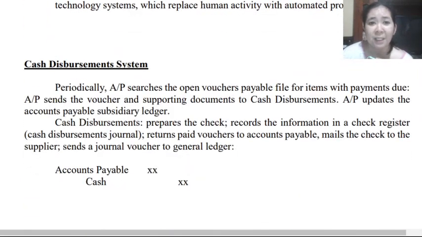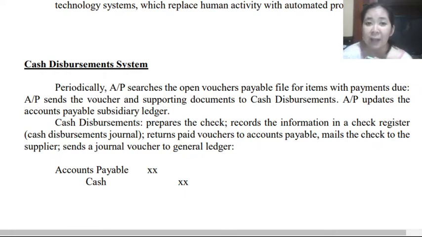So for the cash disbursement system, periodically, accounts payable searches the open vouchers payable file for the items with payments due. This is to avoid any interest if payment will be made after the due date. The accounts payable will send the voucher and supporting documents to the cash disbursements department, and will update the accounts payable subsidiary ledger. Our cash disbursement department will prepare the check. They will record the information in the check register, or others also use the cash disbursement journal.